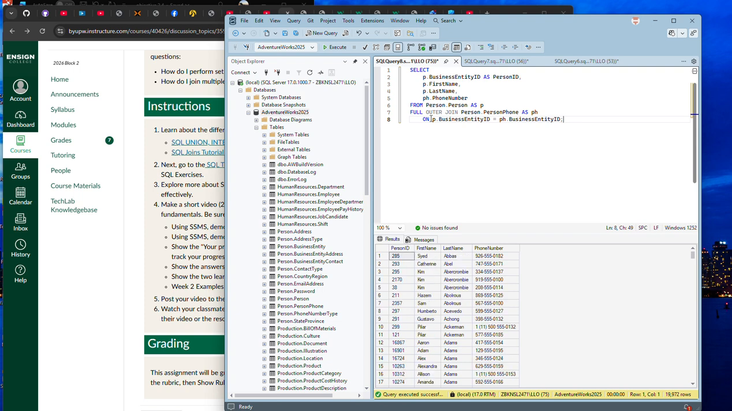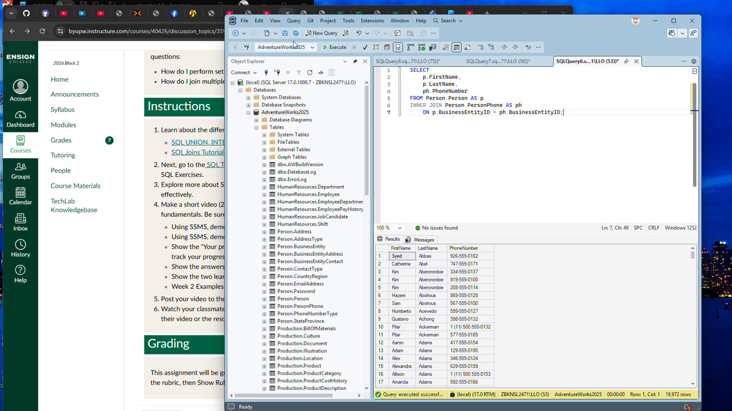So when we run a full outer join, combining the elements from the Person.Person table and the PersonPhone table, it's giving us the same number here. Why? Because of the key that we're using, BusinessEntityID, which is common in both Person.Person and PersonPhone. This is my illustration of the intersection using my SSMS. Thank you.